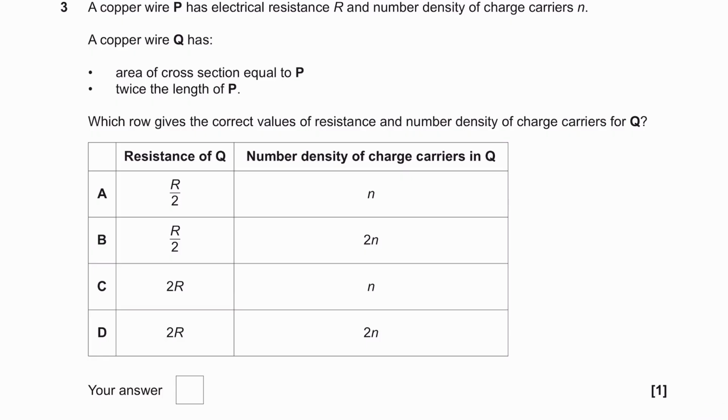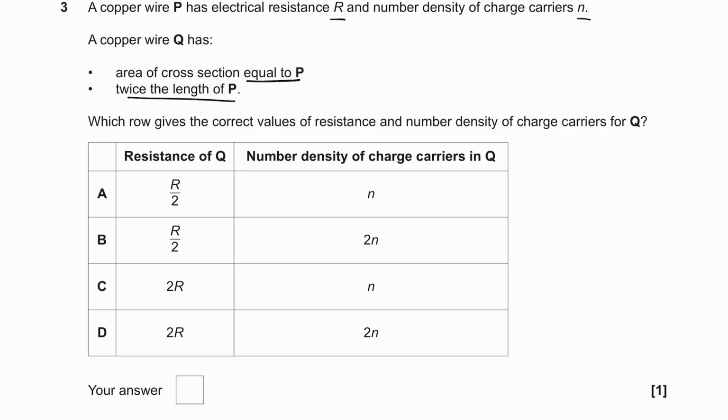Question number 3. We have a copper wire, P, which has an electrical resistance of R and the number density of charge carriers is N. And we have another copper wire, Q, which has an area of cross-section equal to that of P and twice the length of P. Which row gives the correct value of resistance and the number density of the charge carriers for Q?